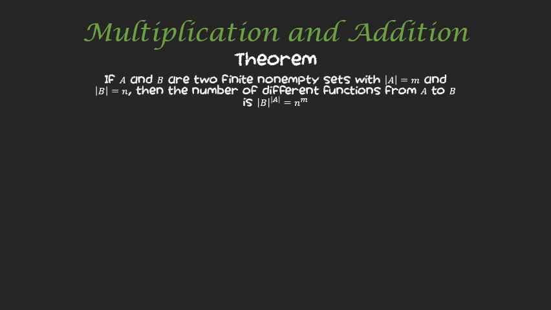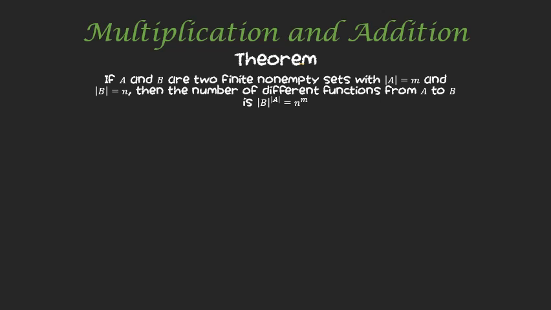So let's actually apply the multiplication principle to prove a result, and maybe that'll help us understand this multiplication principle a little bit better. So the theorem is that if we have two non-empty finite sets, and let's say the cardinality of A is M and the cardinality of B is N, then the number of different functions from A to B is the cardinality of B raised to the cardinality of A, or N to the M.